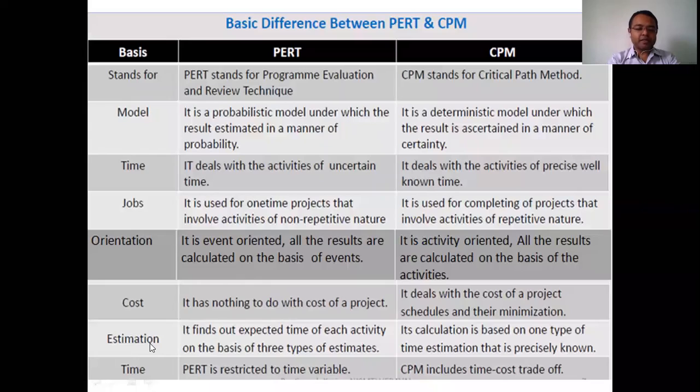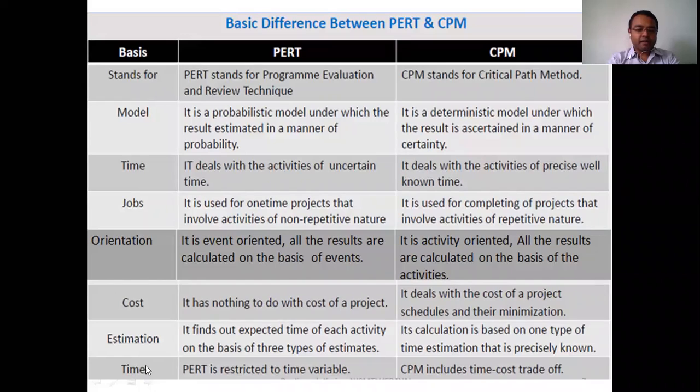Next part is estimation. In case of estimation, time and money are estimated in both cases, CPM and PERT. But in PERT, we can make allowances for the time and cost. But in case of CPM, time and cost have a particular binding.